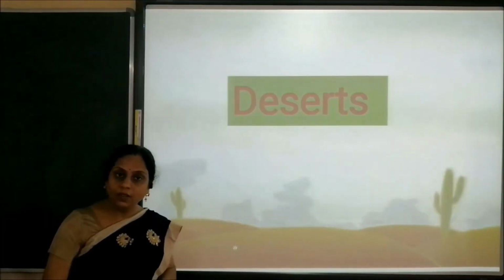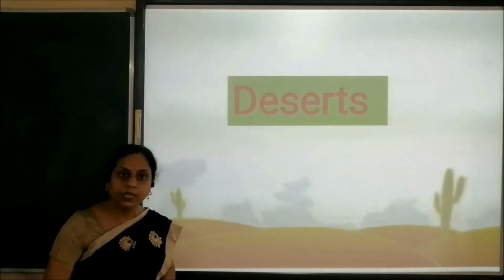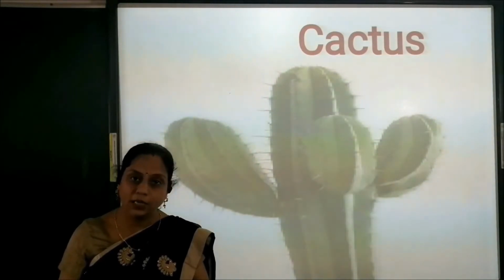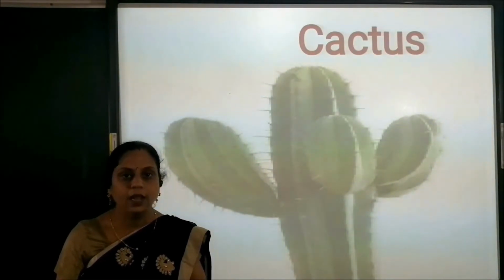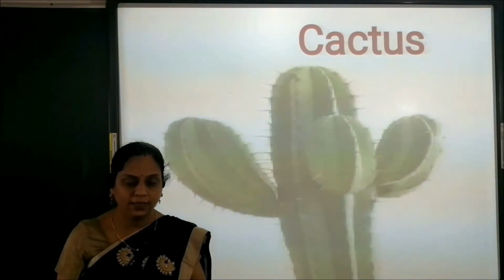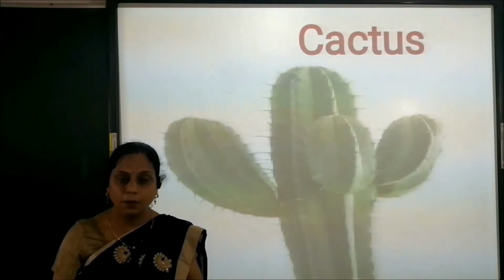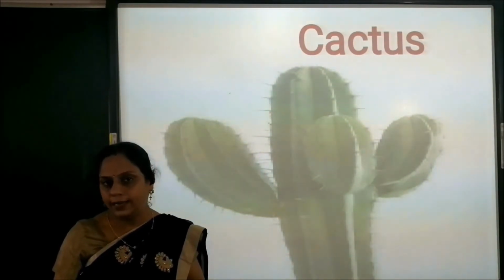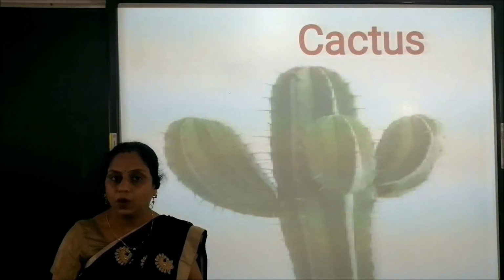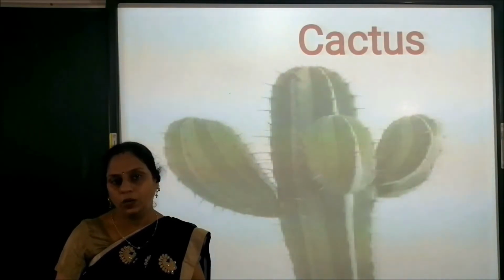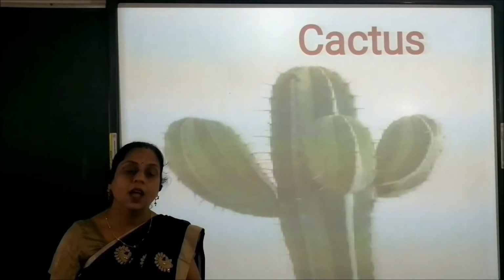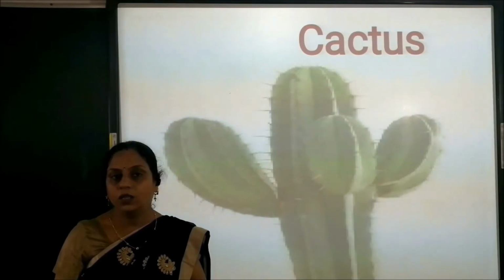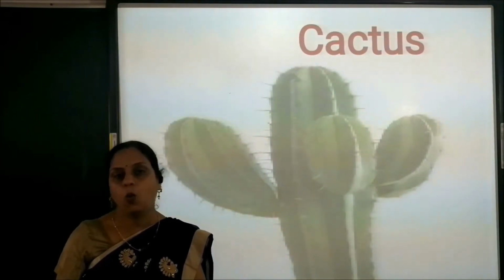Deserts. Now we will learn about the plants which are growing in deserts. Now you all know the examples of the plants which grow in the deserts. Yes. What are they? Cactus, baboon, aloe vera, they all grow in the desert area. Why? Because they require sandy soil to grow. These plants are adapted to live in that sandy area because they require very little water.